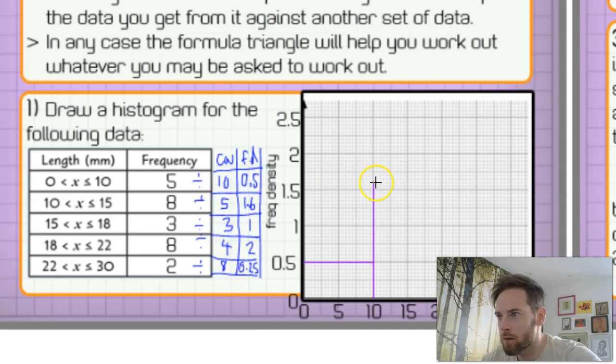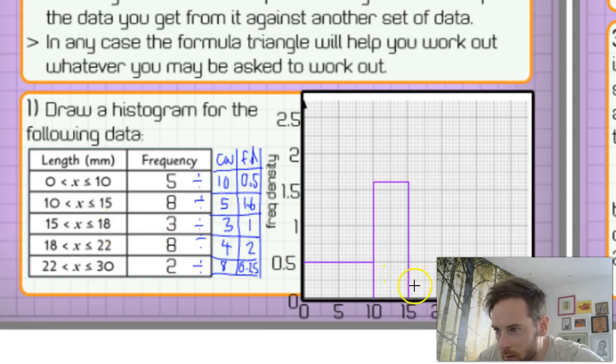So we're going to go across there. It's a bit blurry, and obviously you'll be able to draw yours a lot more accurately with a pencil and a ruler in your exam paper. So there's the second bar. We go across from 1 and we go to 18, 15 to 18.